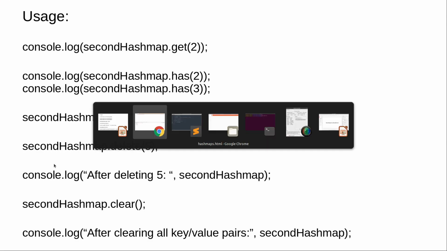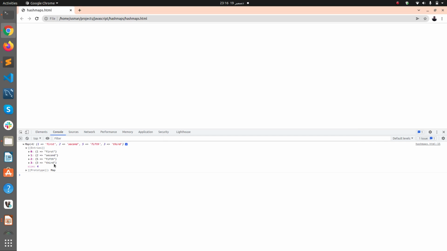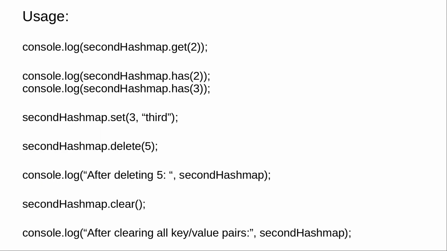Then I'm going to delete the element with key 5. Delete, and I only need to pass the key, I don't need to pass the value. And let's console.log after deletion. If I refresh, you see before deletion I have 4 items, and after deletion I have 3 items left. So this is the delete function.